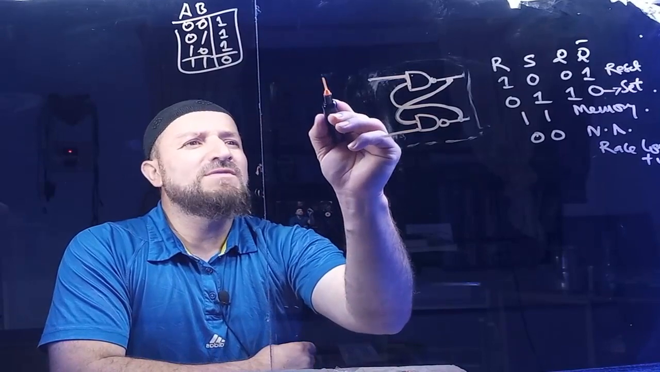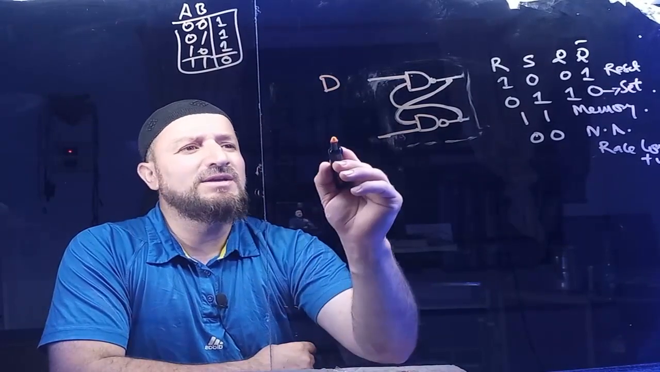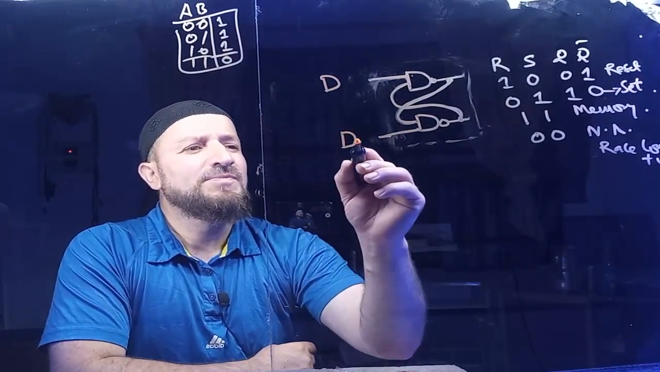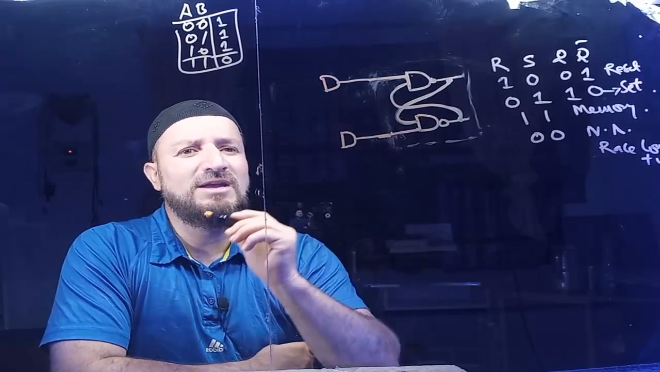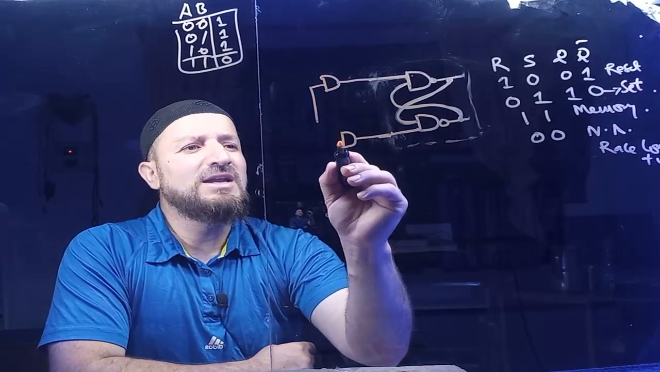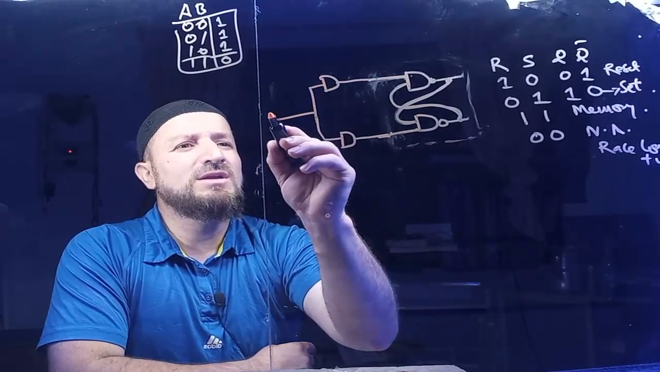So how do I do that? For that I will use one of the implementations. I use an AND gate here and another AND gate here, and I am getting these inputs via these AND gates, and with these AND gates I am tying them together with a clock.